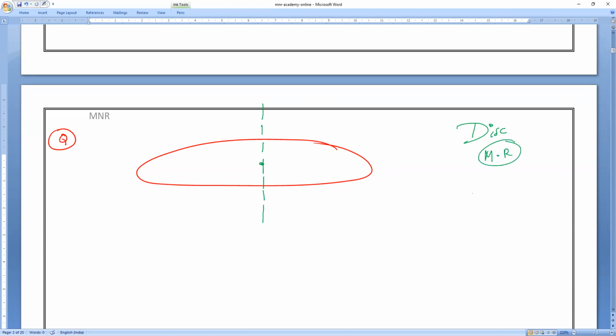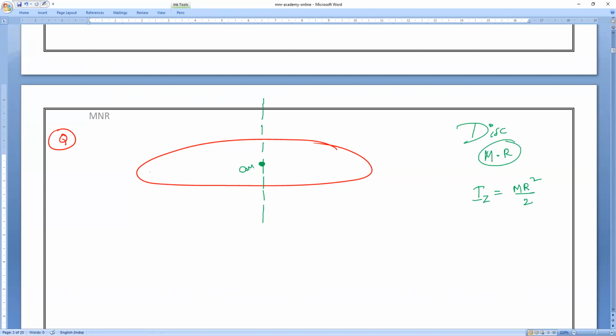Now can you tell me, for a disk, this we have already solved. What is the moment of inertia of a disk about the z-axis, passing through the center of mass, perpendicular to the xy plane? We have already calculated it. See your notebooks and tell me fast. Yes, mr square by 2, when it is passing through the COM and perpendicular to the plane.